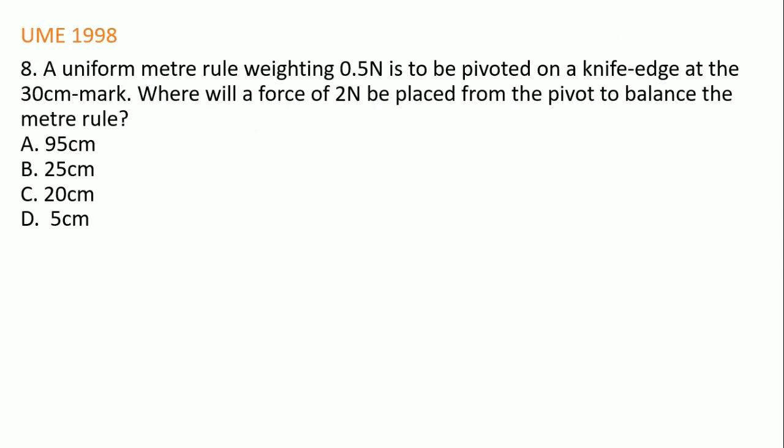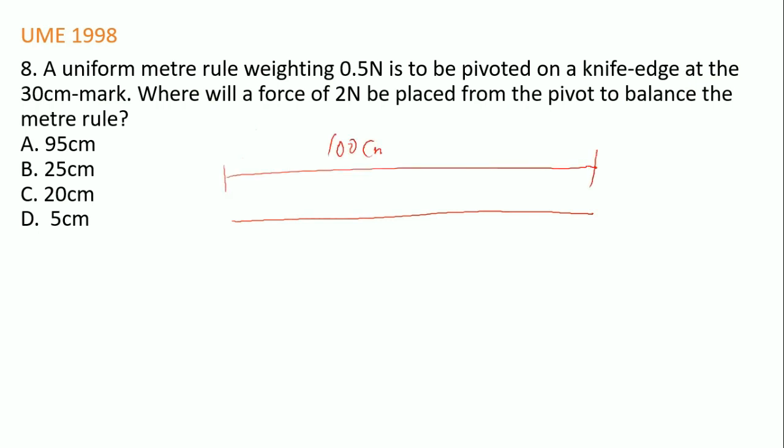UTME 1998, question number 8. A uniform meter rule weighing 0.5 Newton is to be pivoted on a knife edge at the 30 centimeters mark. So we've got a uniform meter rule. A meter rule is 100 centimeters. So we've got 100 centimeters. Now it's uniform. That implies the center of gravity will act at the geometric center, which is going to be 0.5 newtons. It's to be pivoted on the knife edge at the 30 centimeter mark. So here, 30 centimeters mark. We have 30 centimeters mark here.